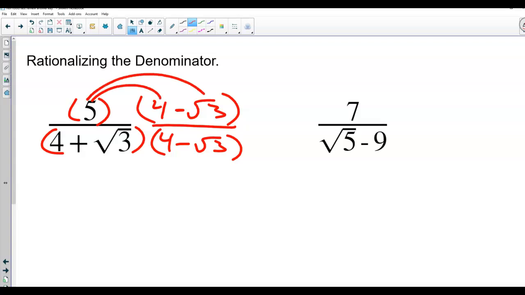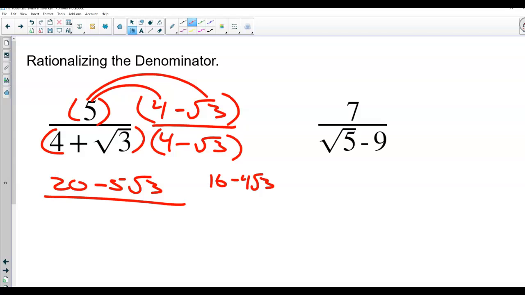You're distributing up top. 20 minus 5 root 3. That's going to be your numerator. On the bottom, you're FOILing. 4 times 4 is 16. 4 times negative root 3 is negative 4 root 3. Root 3 times 4 is 4 root 3. And root 3 times a negative root 3. When you do a positive times a negative, it's a negative. Root 3 times negative root 3 is minus 3.